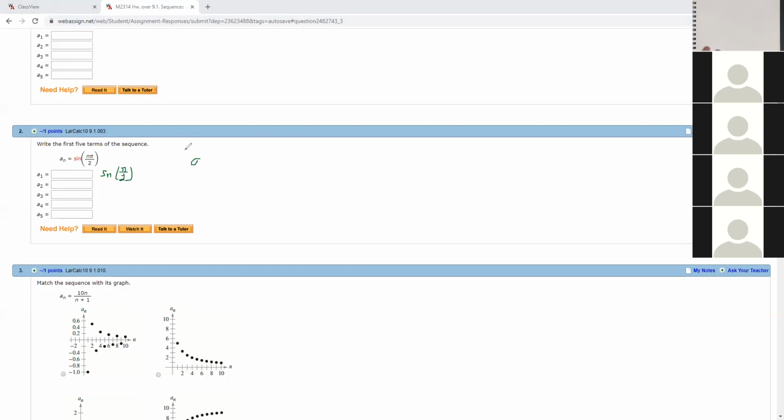And the next one is gonna be sine of, so when we put a 2 right here, the 2 times pi divided by 2, the 2's cancel out, and we're just left with, what are we left with there, Denise? We're just left with what? Pi. And we continue.